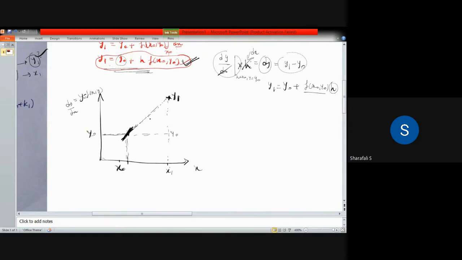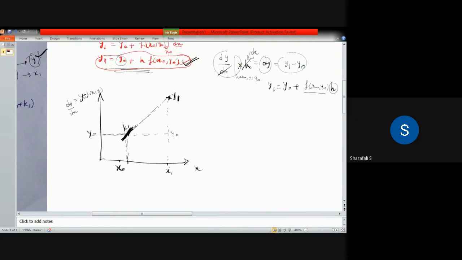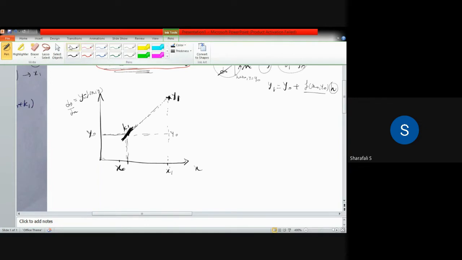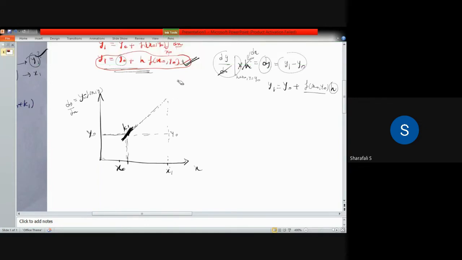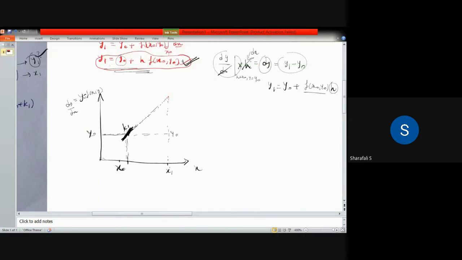Okay, but in the case of Runge-Kutta method, this slope is multiplied with h, that will give you k1. And you also have another slope which is k2, and if you check that equation, you can see that the second slope will be somewhere here at the present x1. Okay, so let's say this is your second slope, and that is k2.